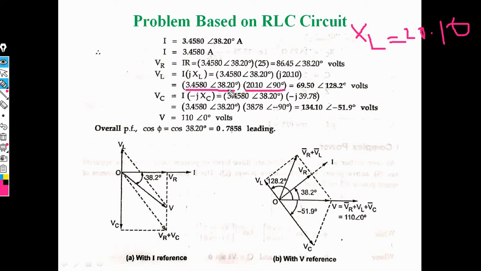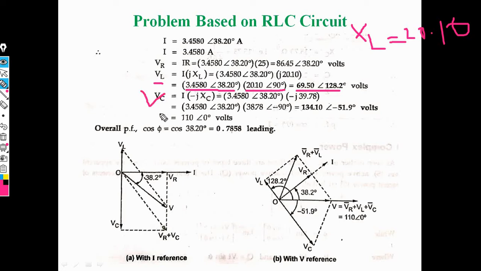Okay, now here we need the voltage across inductance, which is 69.50 less than 128.2. That means we have obtained the value of VL is 69.50 less than 122.2 degree volt. Then same for VC.